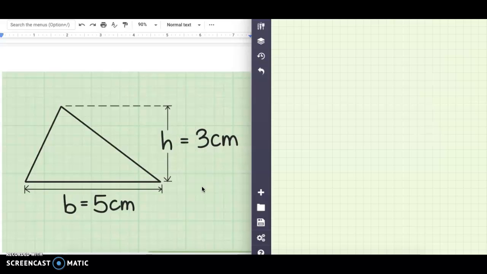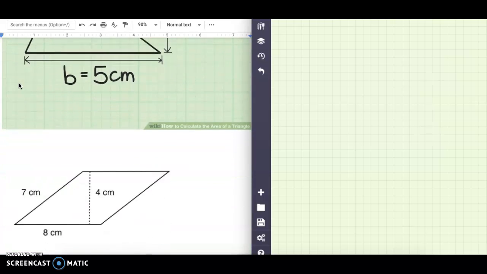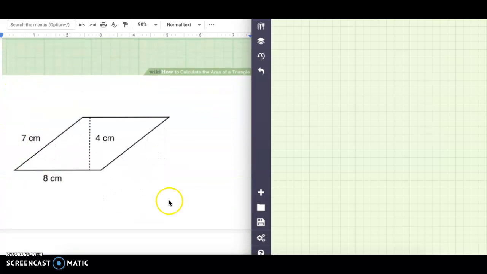Next is the area of a triangle. So look up the formula for the area of the triangle and tell me the area of this triangle. Then we have the area of a parallelogram. You're only going to need 2 of these measurements. What is the area of this parallelogram?